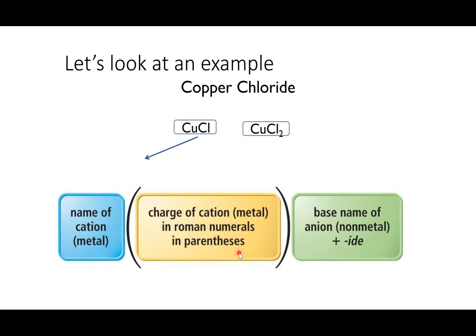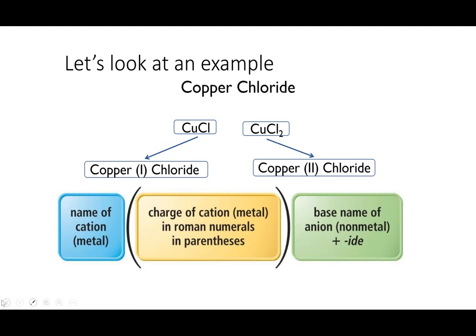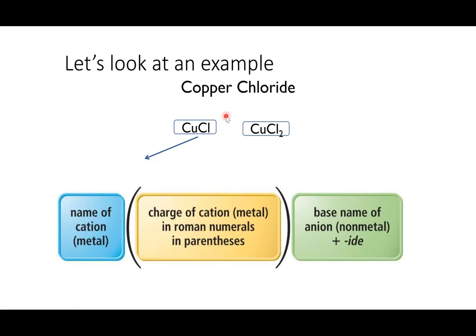So we're going to walk through this example together. Here I have 2 compounds of copper chloride. Both of these compounds exist. Both of them are perfectly acceptable compounds, but they're going to have slightly different names. So let's work through these 2 examples and look at how we would use this Roman numeral to differentiate between these 2. All right, so let's do this first one.